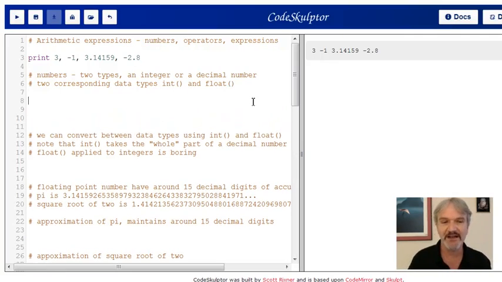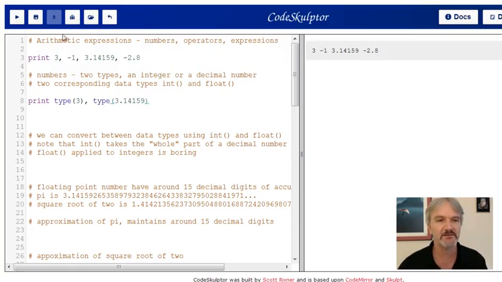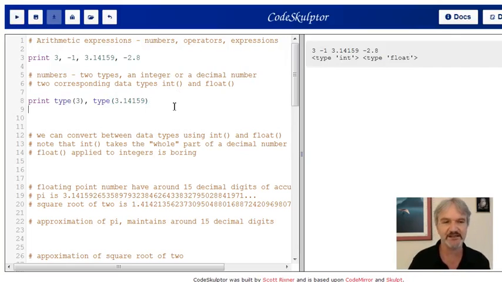If you're ever in doubt about what kind of number you're working with, there's a function in Python that can tell you what type of number it is. It's called type. So I could say type 3, or maybe type 3.14159. If I run that, I'm going to guess this is an int and this is a float. Let's run it. Sure enough, it's an int, and this is a float.